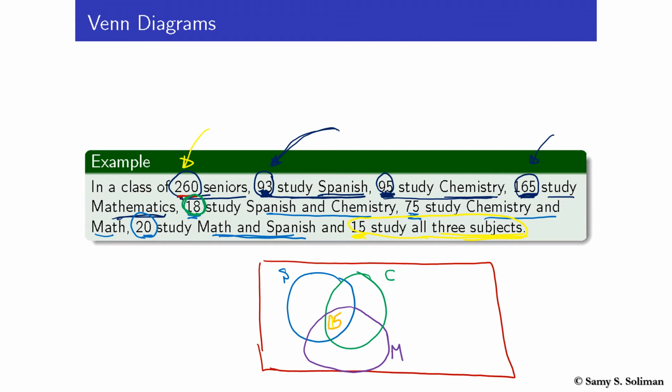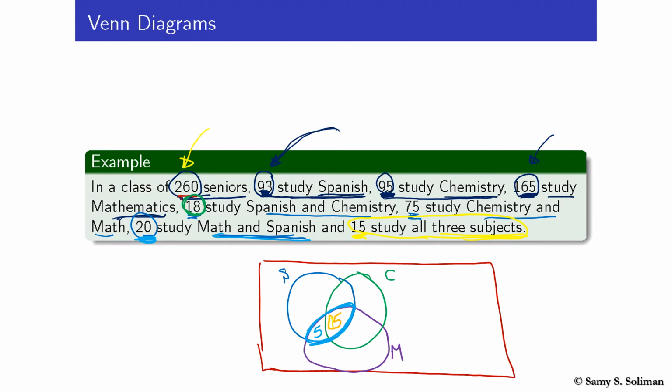Now let's consider the 20 students who study math and Spanish. So the intersection between math and Spanish is this area, of which 15 were studying the three subjects. So how many of the 20 are left such that those are studying math and Spanish but not the third subject, which is chemistry? Of course, these are 5 students who are studying Spanish and math only. If we count the total number of students in this intersection, it will be 20 as given.